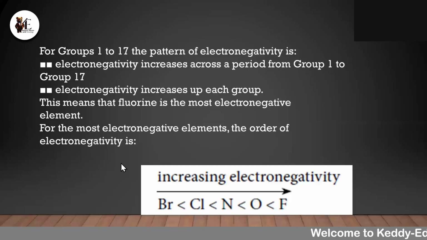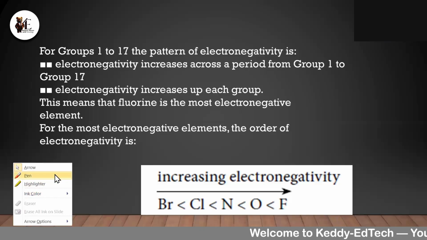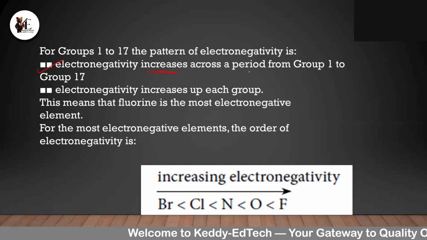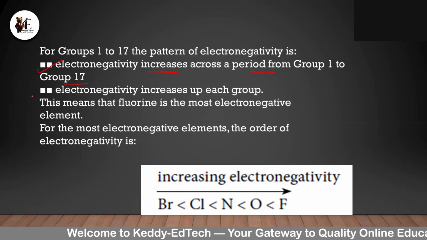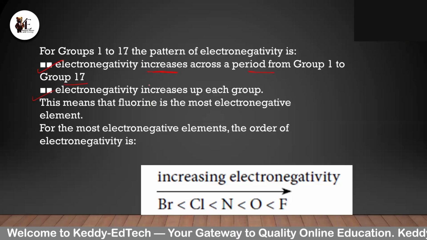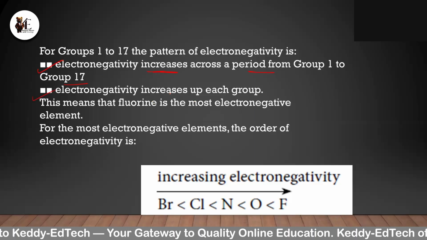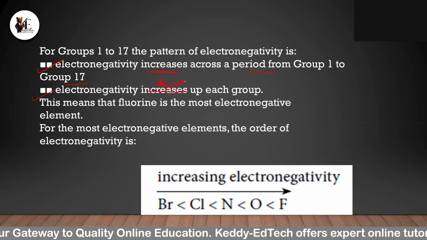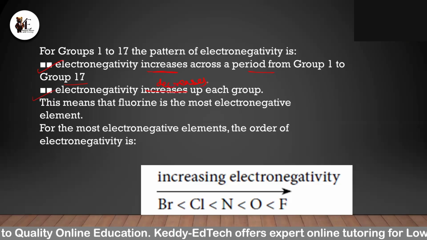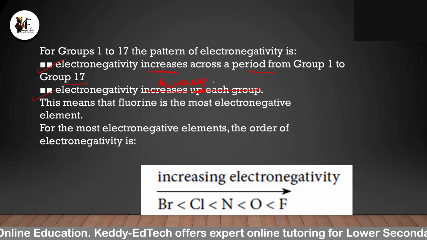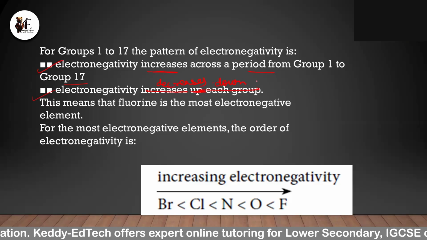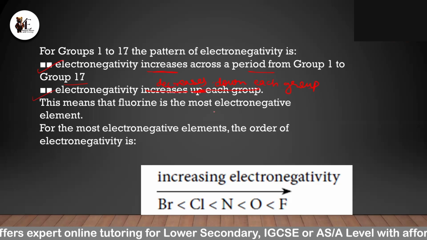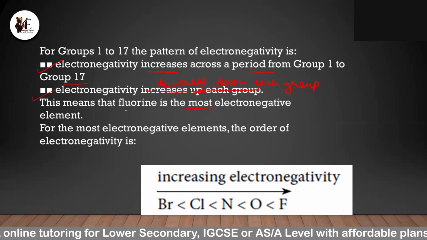For groups 1 to 17, the pattern of electronegativity is that electronegativity increases across a period from 1 to 17, and electronegativity decreases down each group, because atomic radius increases. Electronegativity decreases down each group. This means that fluorine is the most electronegative element in the periodic table.